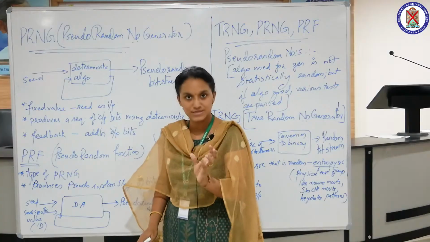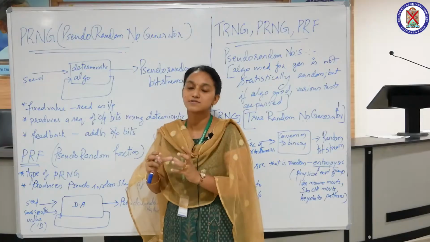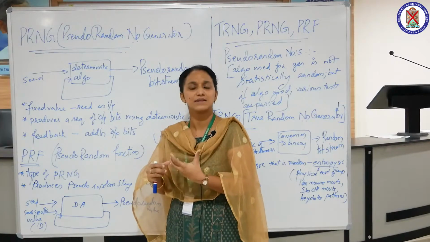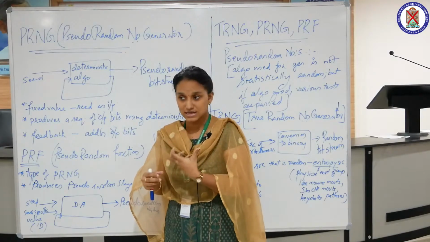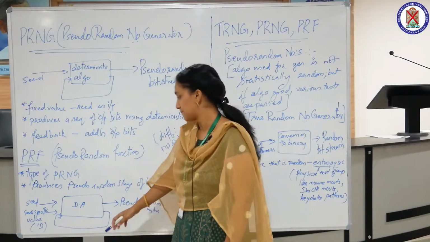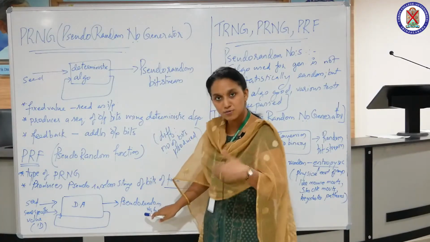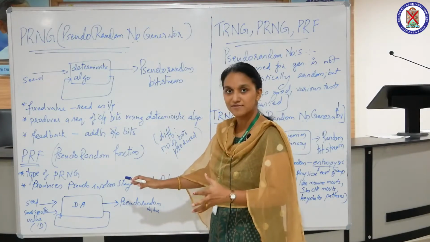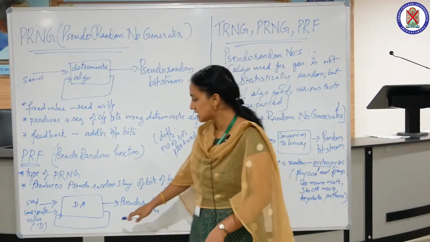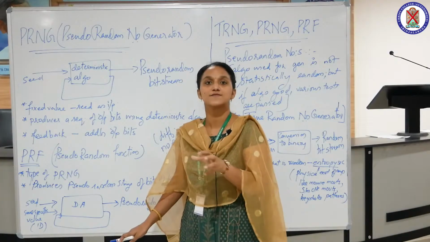some specific or constant values are also fed as input to the deterministic algorithm. The specific values can be some constant, some ID, or something like that. It is fed as input to the deterministic algorithm, and at the output end, after PRF processing, we get a pseudo random value.